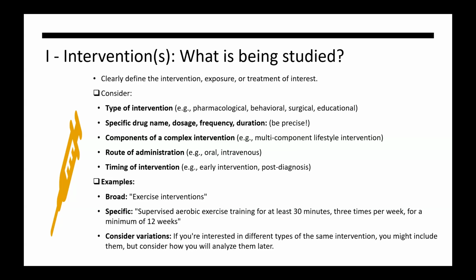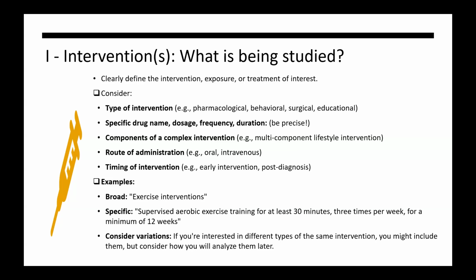A broad example could be an exercise intervention, because no specific exercise is mentioned, so that is more like a broad intervention. But a specific intervention would be yoga, for example, or swimming. Those are specific exercises. A specific one, like I also mentioned here, could be supervised aerobic exercise training for at least 30 minutes, 3 times per week for a minimum of 12 weeks. You see that there is specificity in everything mentioned. The kind of exercise is aerobic. The duration is 30 minutes, 3 times per week for a minimum of 12 weeks. So you can see there is specificity in this.